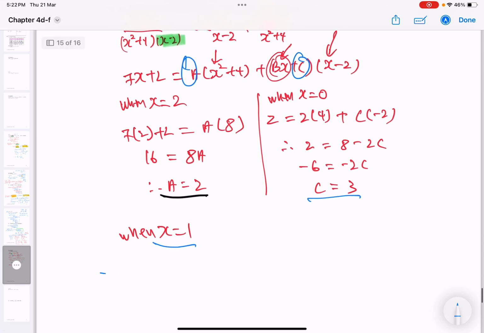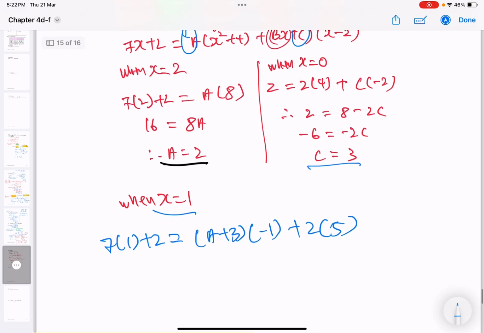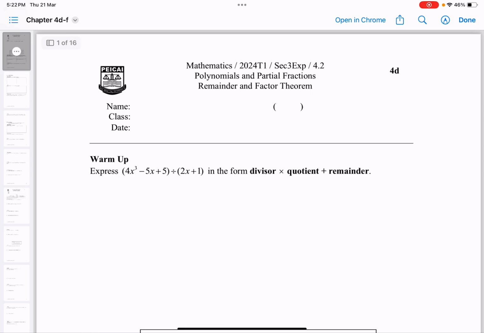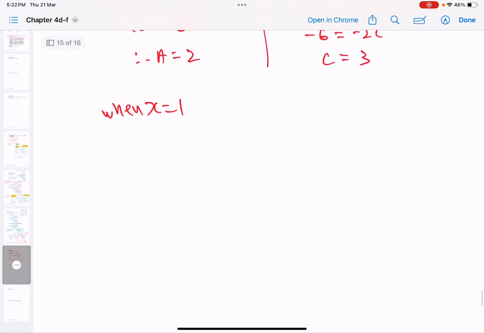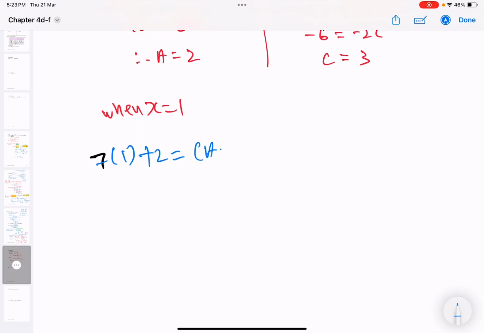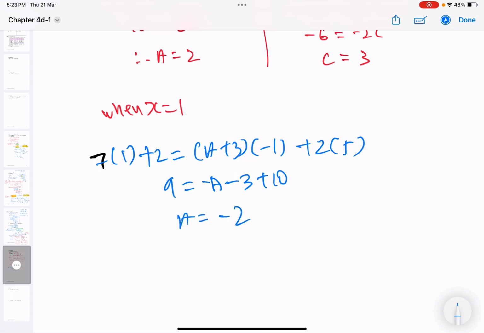So when x equals 1, 7 times 1 plus 2 is equal to A plus 3 times negative 1 plus 2 times 5. This gives us 9 equals negative A minus 3 plus 10. So therefore A is equal to negative 2.